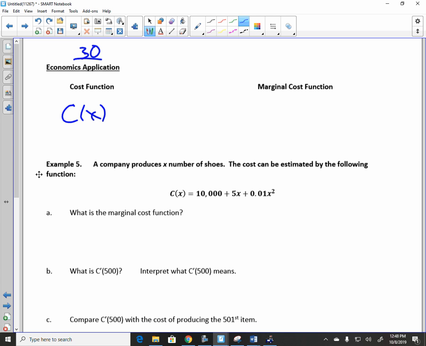100 shoes, right? She's going to have to buy supplies to make 100 shoes. Now, is she going to be more efficient if she makes 1 shoe or 100 shoes? 100, right? So, what will cost more, producing the first shoe or producing the 100th shoe? The first shoe is going to cost more, right? Because she's less efficient.